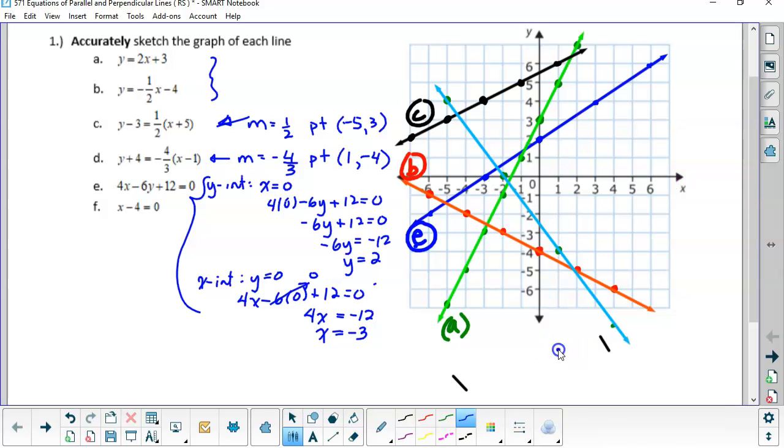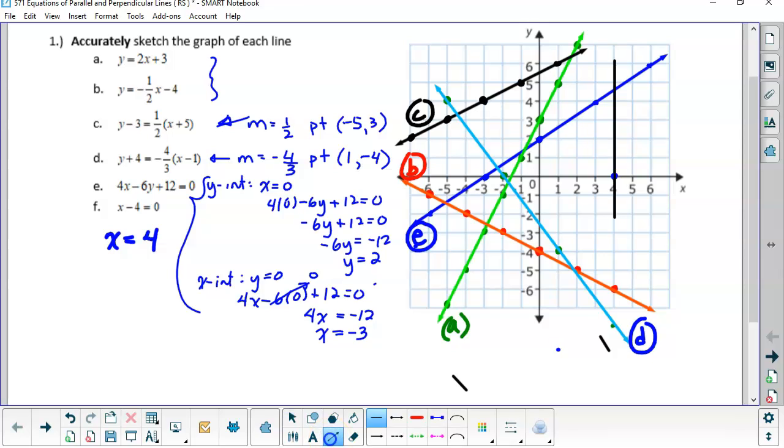Is D. And then the last one, okay, we've done E. F is there's no Y term. So solve for X, if you can. So just rearrange that. And remember what I said in the last lesson. If it's X equals, that means every point on that graph will have an X value of 4. So every point will have an X value of 4, which means the X-intercept is 4, and every point on that vertical line. So this is going to be a vertical line.